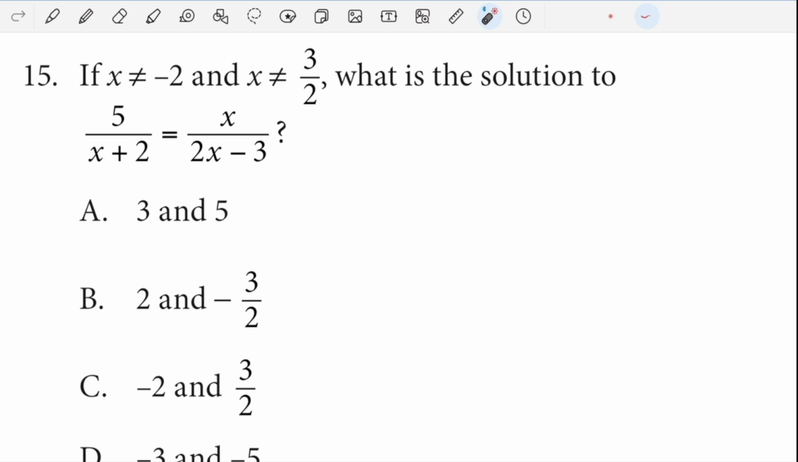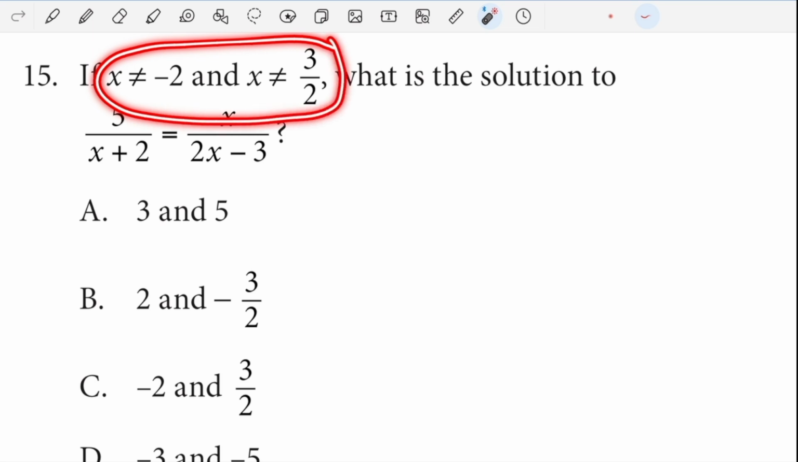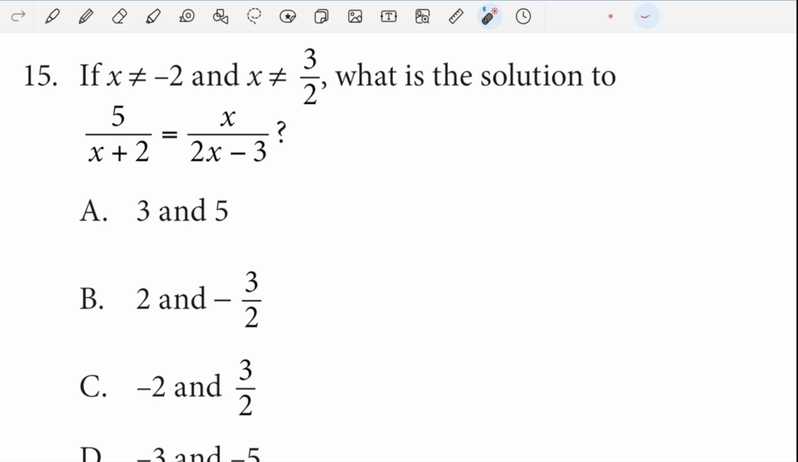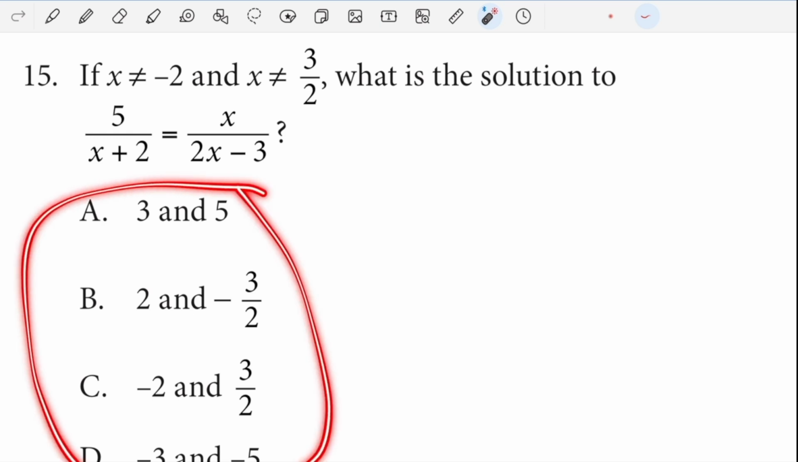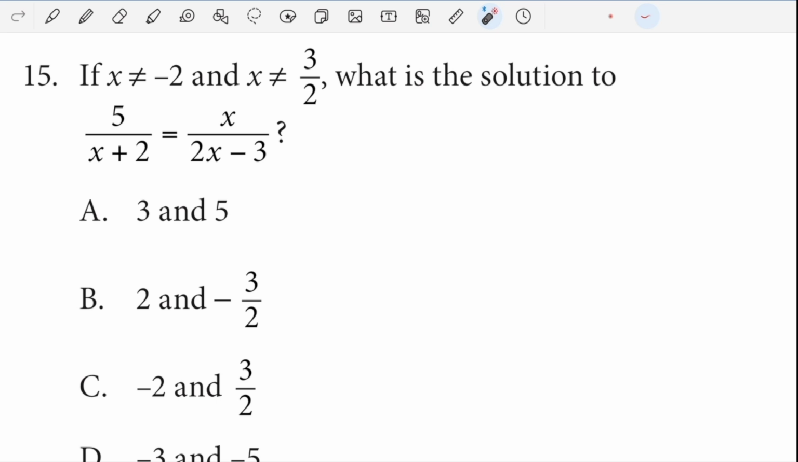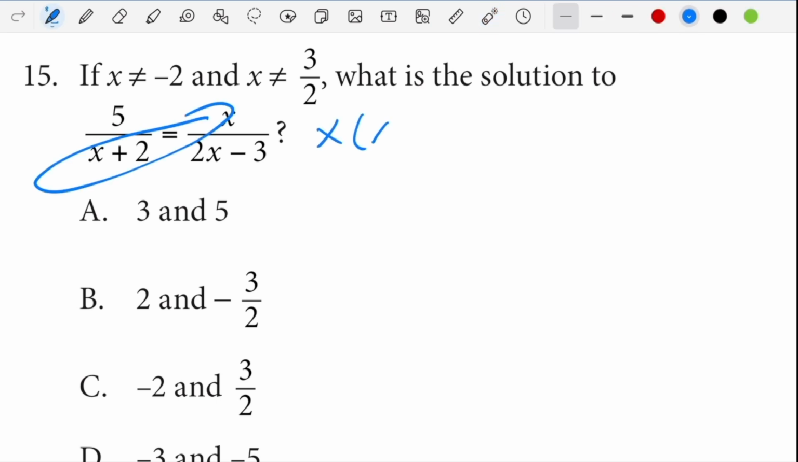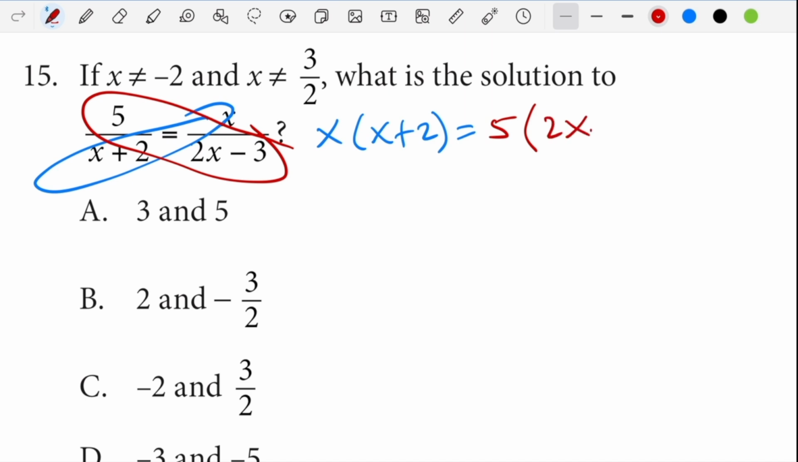They're asking me, what is the solution to this rational equation? What I need to do, guys, is just cross multiplication. That's all I need to do, and find the values of x, making sure that I don't get any of these two. If I get any of these two, then there's no solution. In this case, we have solutions, so that's not going to be one of the possibilities. So let's do that. x times x plus 2 equals 5 that multiplies 2x minus 3.